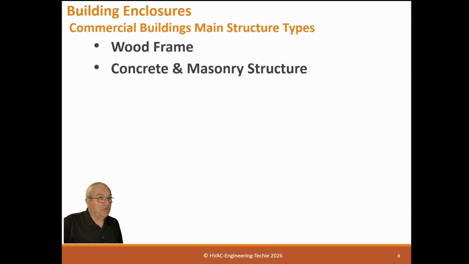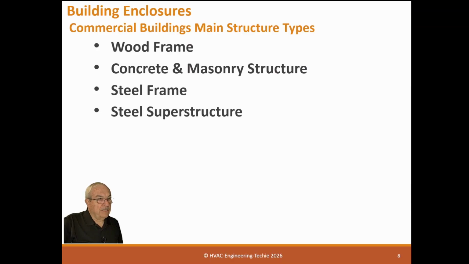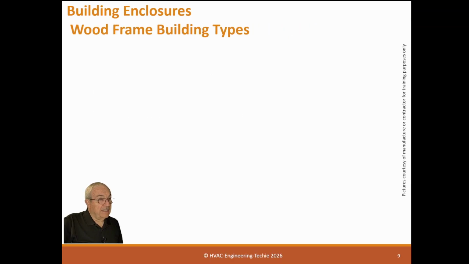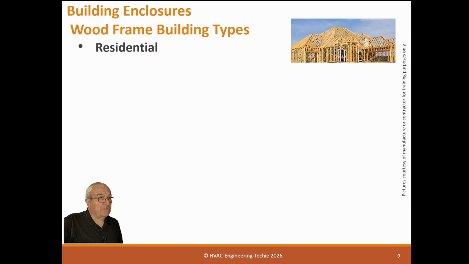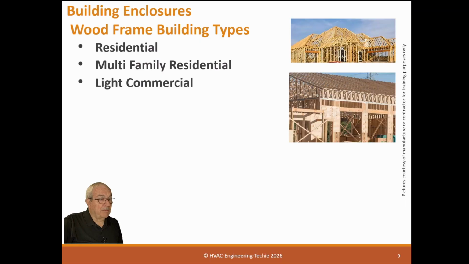We're going to look at wood frame, concrete and masonry structures, steel frame, and steel superstructures. For the first one, the wood frame building types, we have residential, which are predominantly built out of wood, but we are seeing some more built out of steel. And of course, they've always had masonry around. We have multiple family residential. We have light commercial, which could still be wood frame.